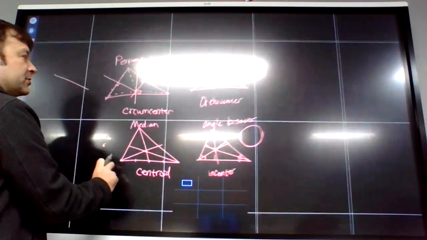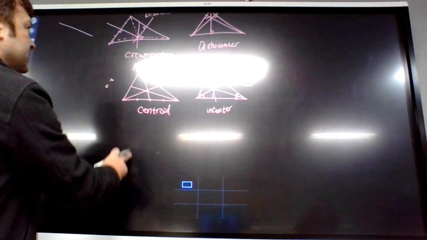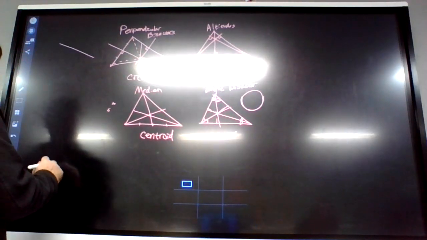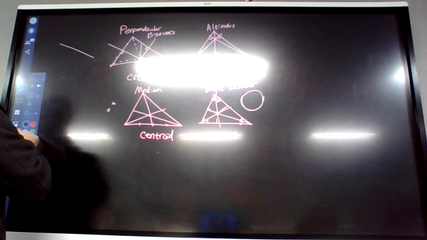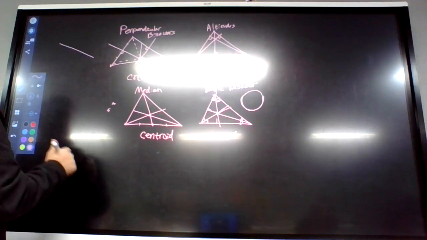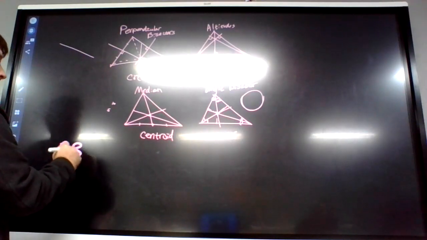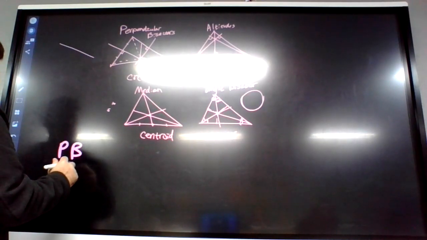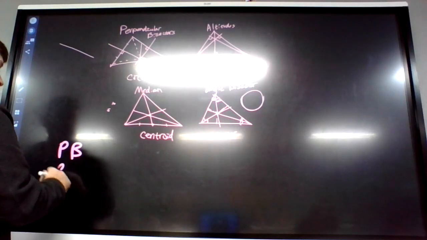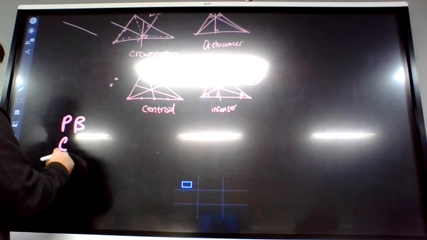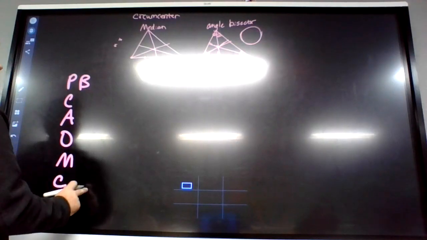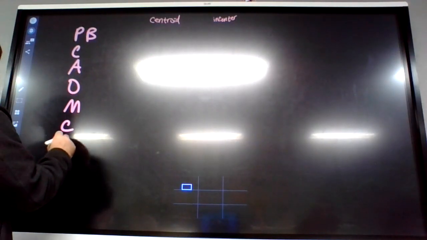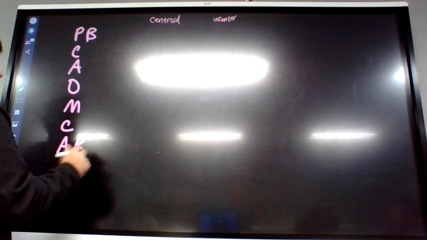Okay, so what letters are we working with here? Perpendicular bisector. Should we think of that as a P and a B, maybe? Call it PB. Goes with circumcenter. AO. NC. Angle bisector.